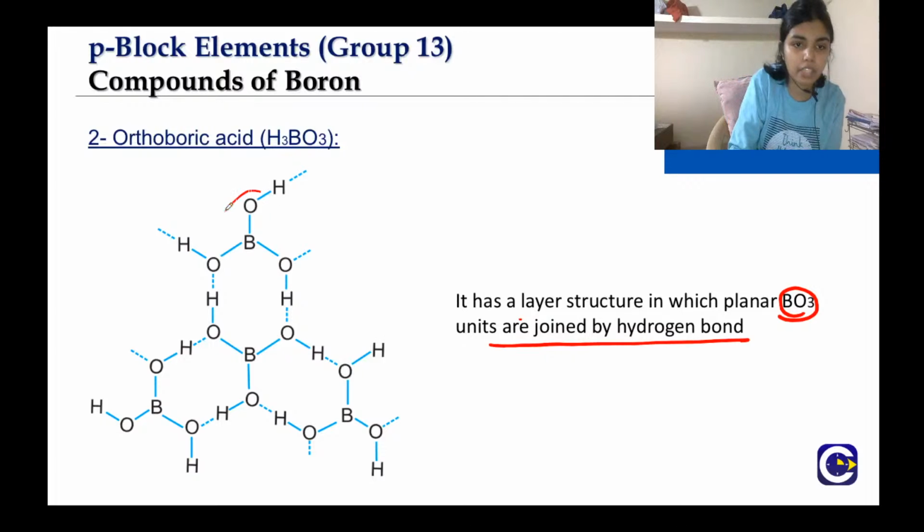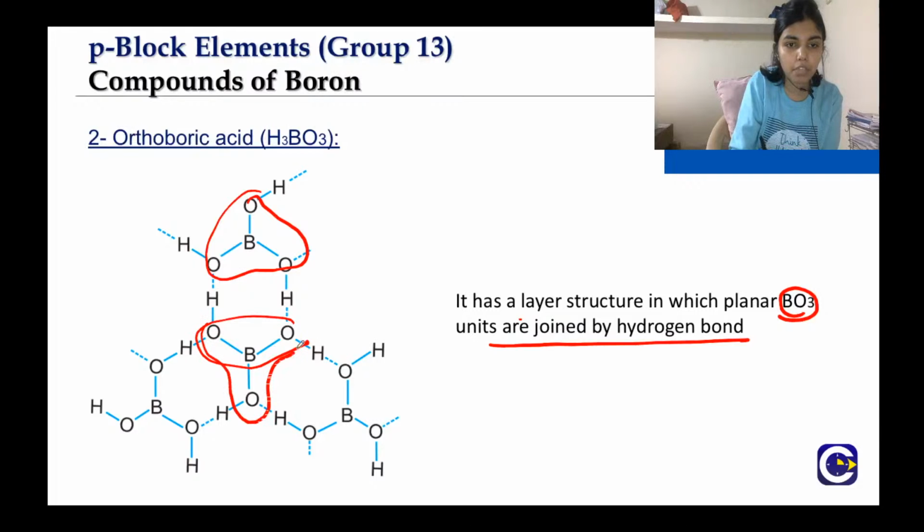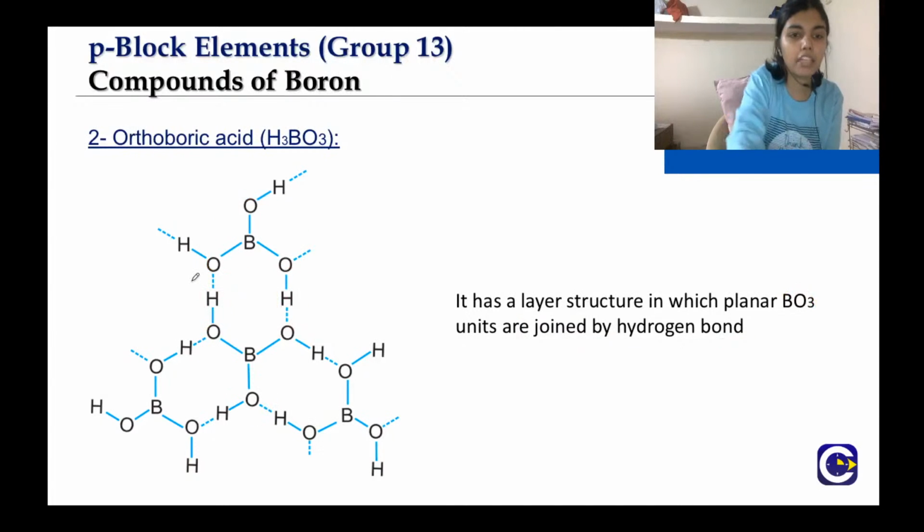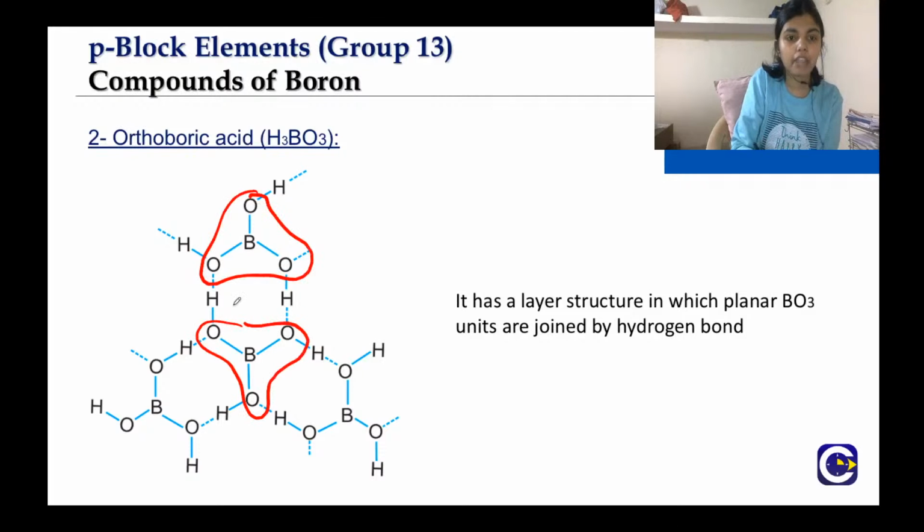So here you can see this is a BO3 unit. This is a BO3 unit. Sorry, this is a BO3 unit. They are together joined by what? Hydrogen bonds. Again, I'll show you. This is a BO3 unit. This is a BO3 unit, and they both are joined by what? Hydrogen bonds.